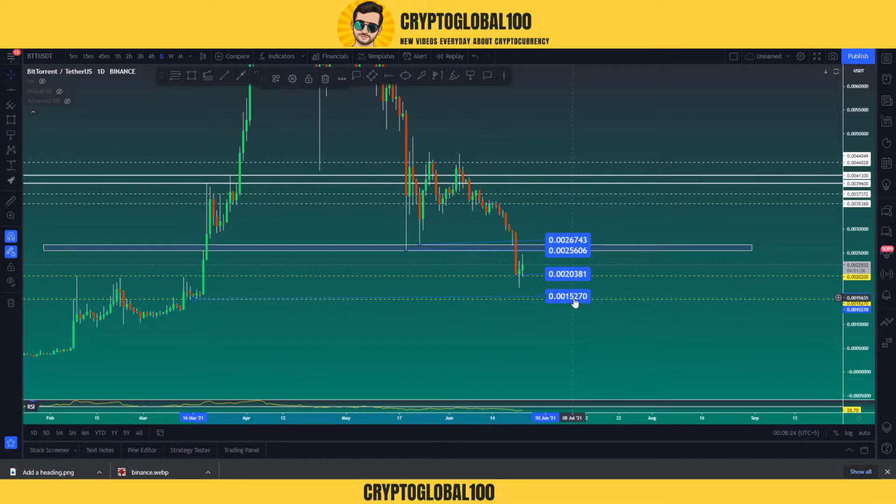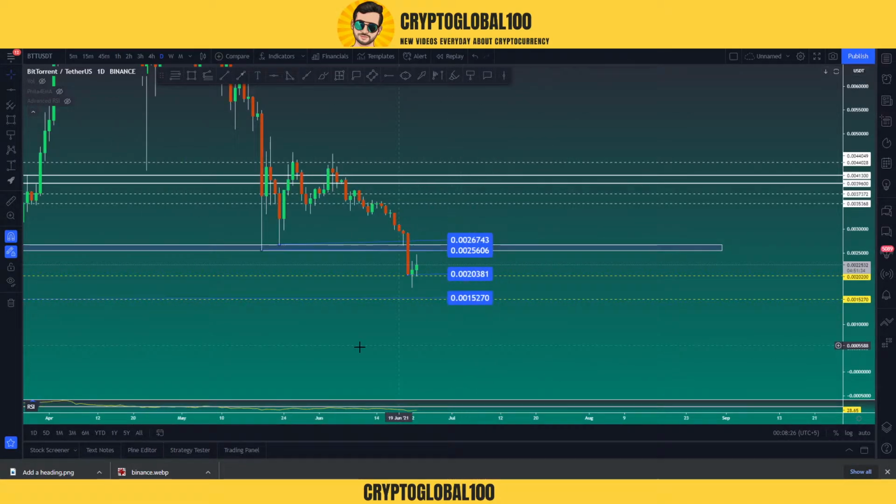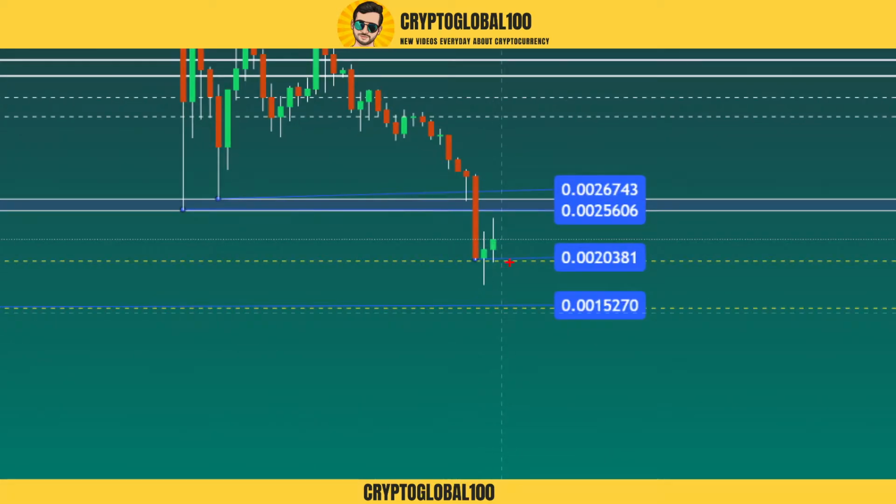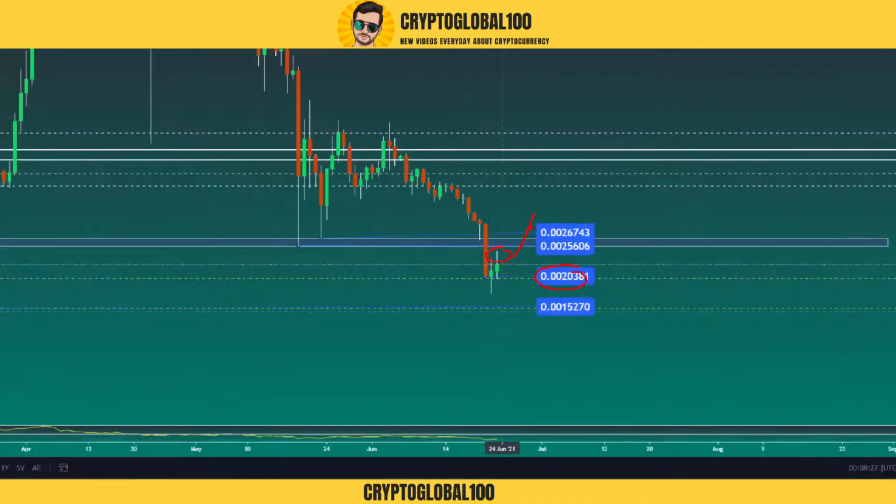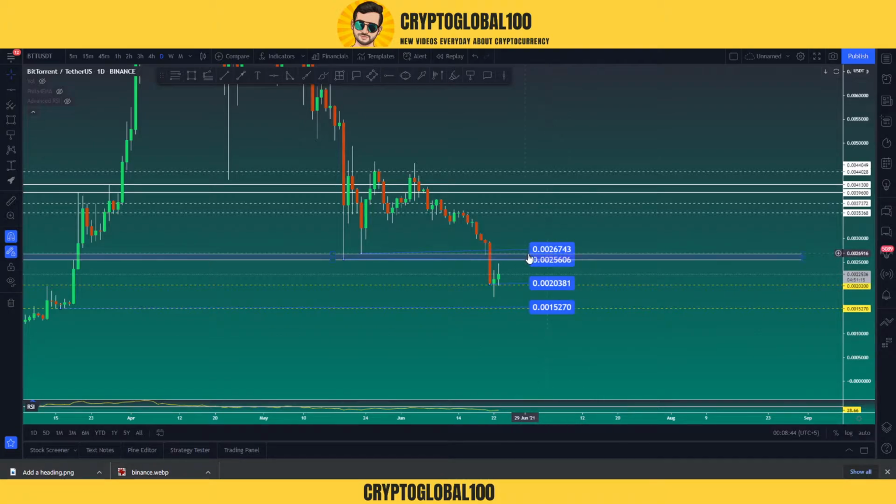Okay, understand guys? So this is on the daily chart, and right now we have been rejected from the top side as well. But the main thing, if this candle closes above the area of 2381, we can say we might break this level soon.